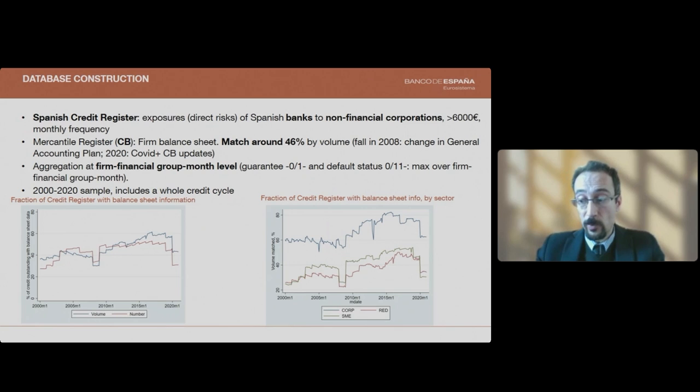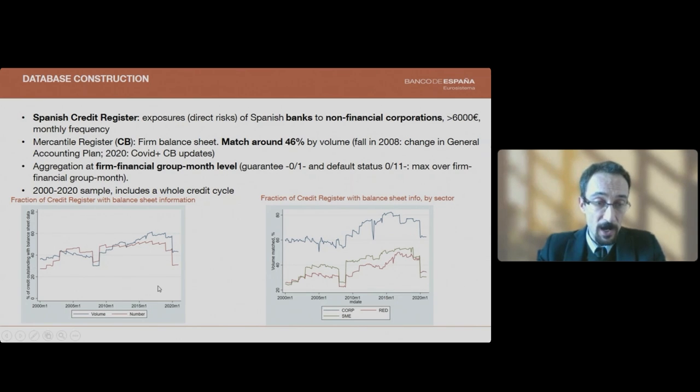So about the data, we rely importantly on the Spanish credit register. This is an almost comprehensive database of all the exposures of Spanish banks at the monthly frequency. However, it does not have firm information, and for that we rely on the Spanish Mercantile Register. The Mercantile Register has information on balance sheet and also profit and loss statement at the yearly level, but it's a bit less comprehensive than the credit register. And we are able to match around half of the exposures.